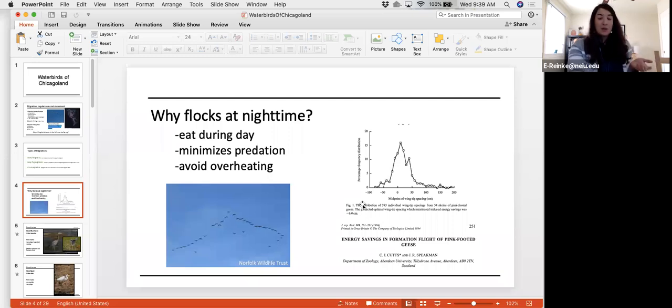We know a lot of birds that are solitary during breeding season, other than finding a mate, actually join up with flocks to fly south. And so it might be to gain all of these benefits.